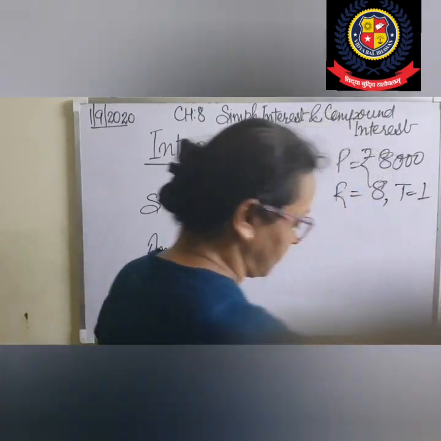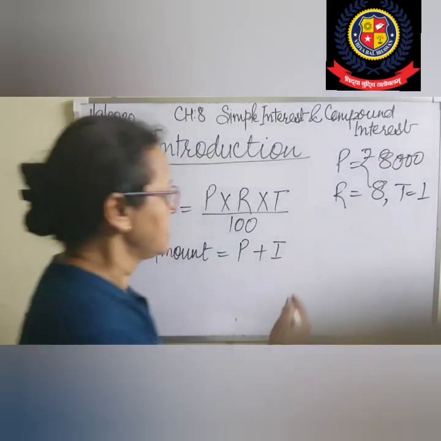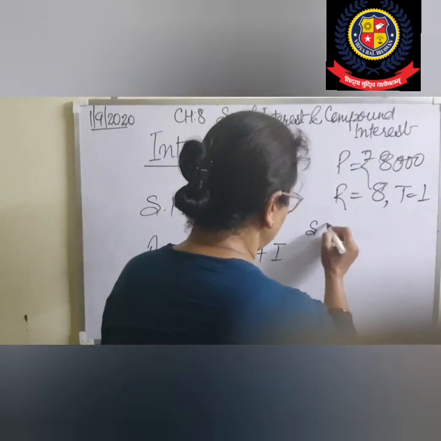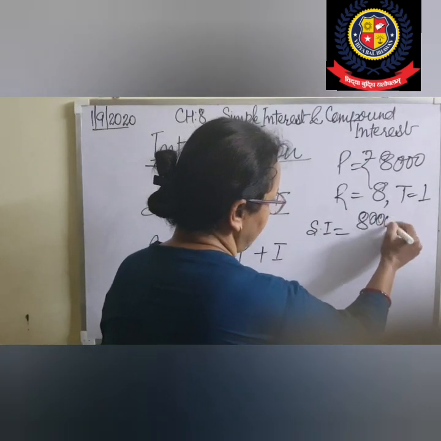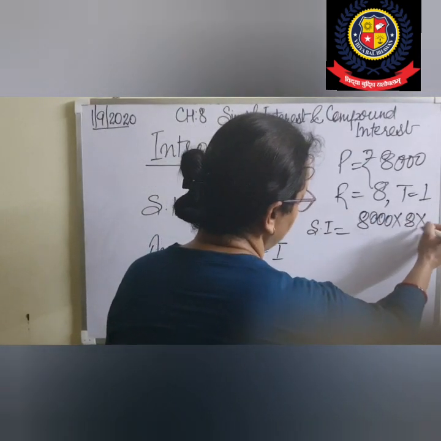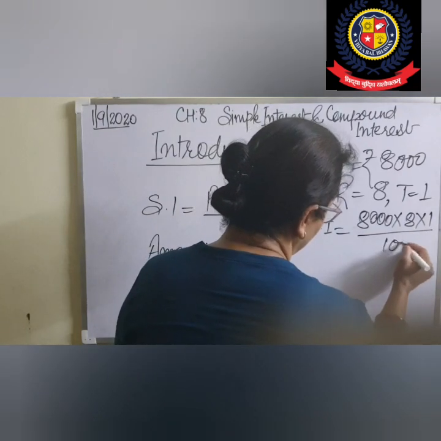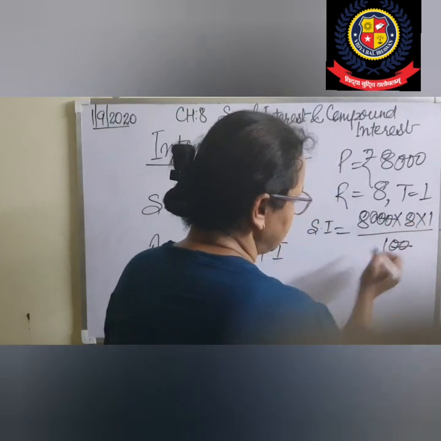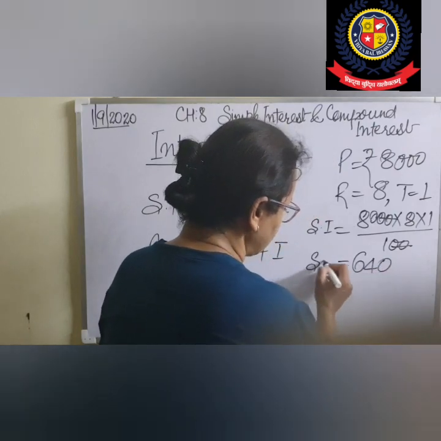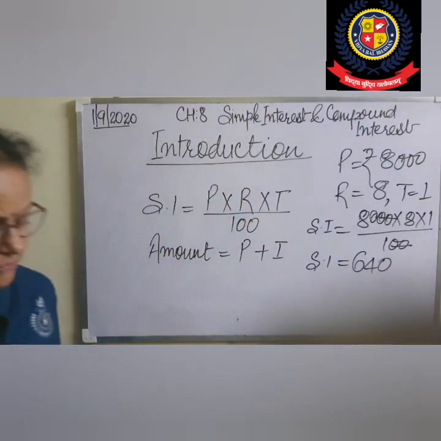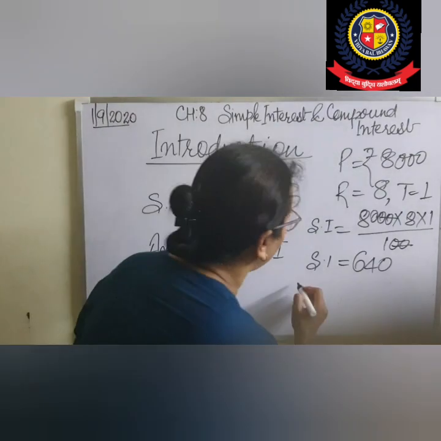So we can calculate the interest. SI is equal to P into R into T upon 100. P is 8,000, R is 8 and time is 1. 80 into 8 is 640. What is the simple interest? 640.